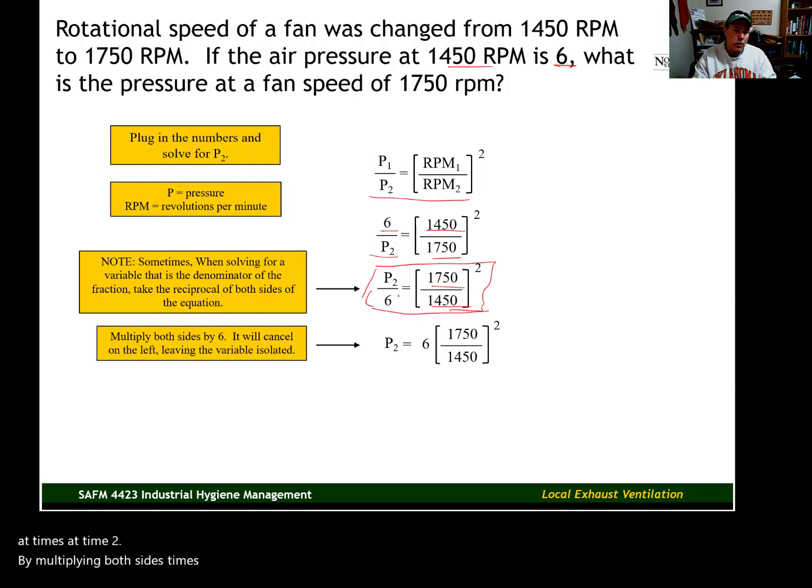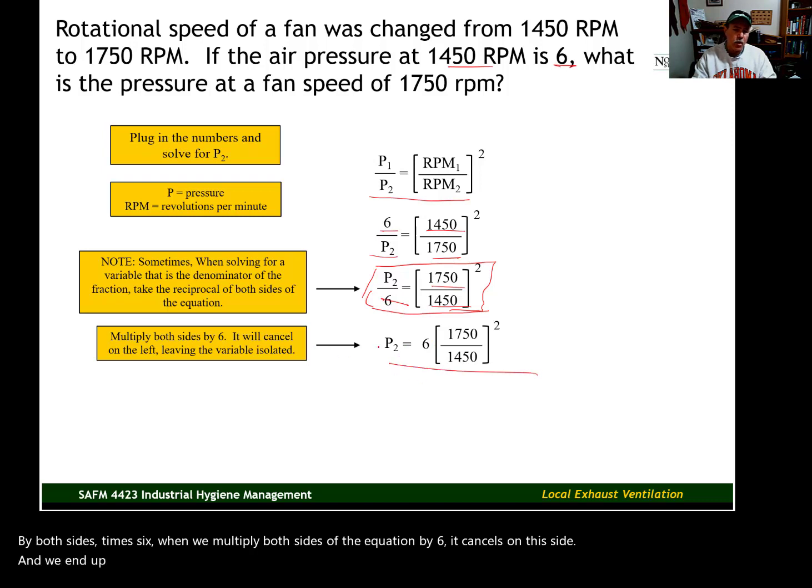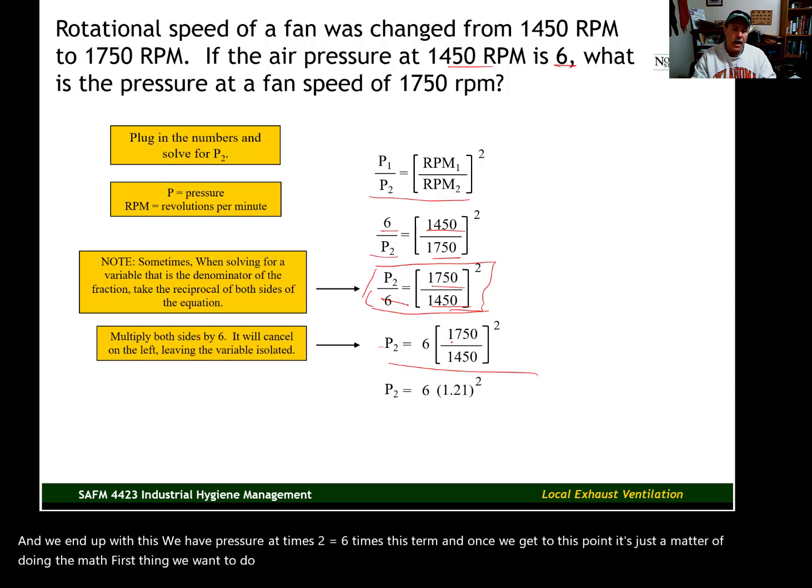When we multiply both sides of the equation by 6, it cancels on this side, and we end up with this. We have pressure at time 2 equals 6 times this term. And once we get to this point, it's just a matter of doing the math. First thing we want to do is divide 1750 by 1450.